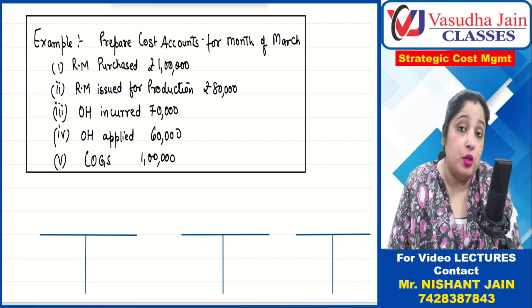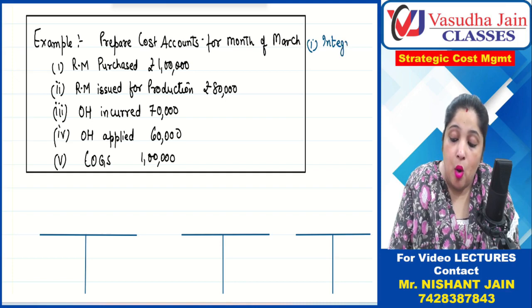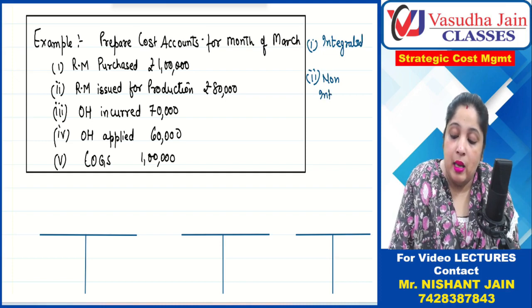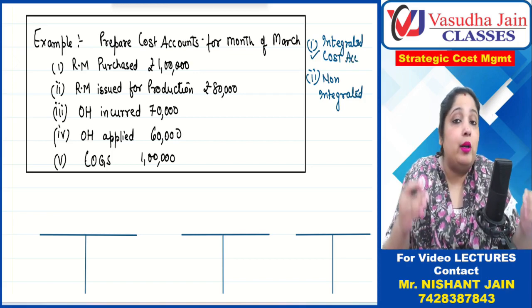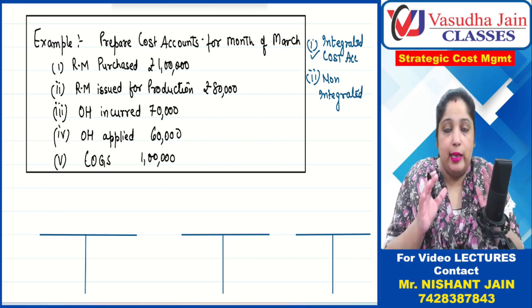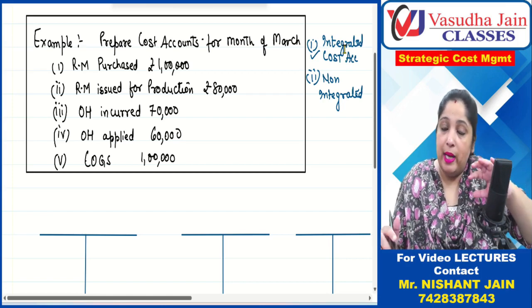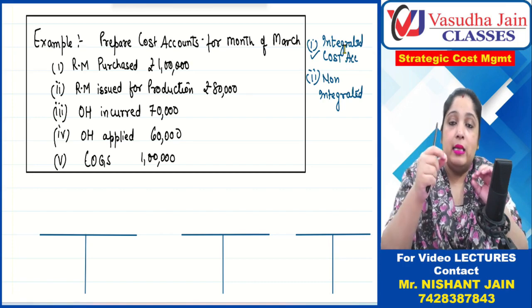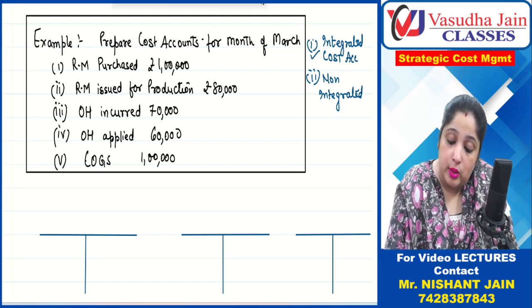Now there are two types of cost accounts you can make, either integrated or non-integrated. Normally we make integrated cost accounts. But in integrated cost accounts, there is a duplication of accounts. I'll tell you how. In integrated cost accounts, cost accounts will be made plus some financial accounts will also be made, for example cash account, debtors account, creditors account. These accounts will also be made in your cost accounts only.